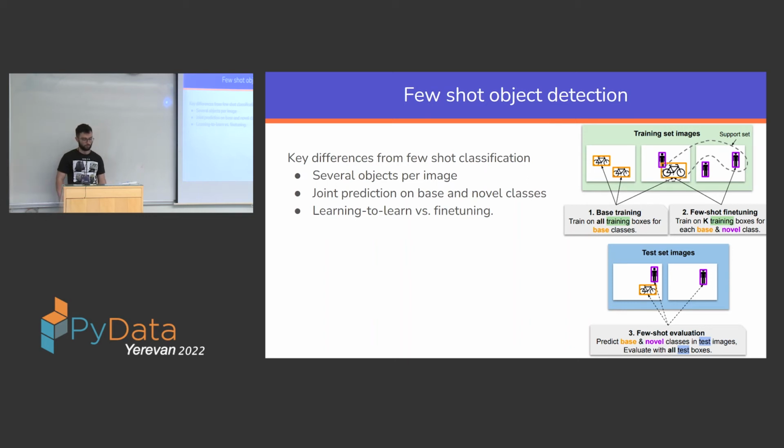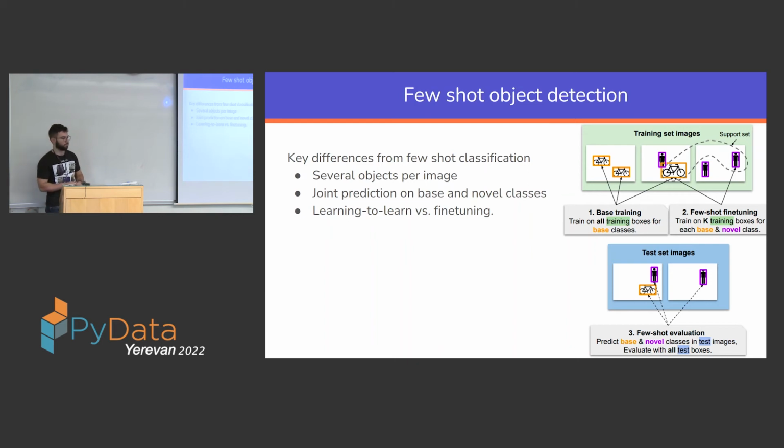The second point is joint prediction on base and novel classes. What this means is that during few-shot classification, usually they make the evaluation on novel classes only. They train the base model, however, after fine-tuning, the evaluation is done only on novel classes. For few-shot object detection, the evaluation is done on both novel and base classes. The idea is that we help the model not to forget information about the base classes that it learned during base training. So after fine-tuning, the model contains information for both the base classes and novel classes. If there's an image that contains these two classes, we will not forget anything about the base ones, and we are detecting both people and bicycles in the image.